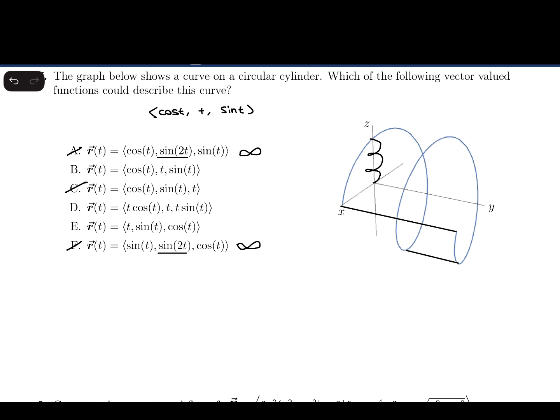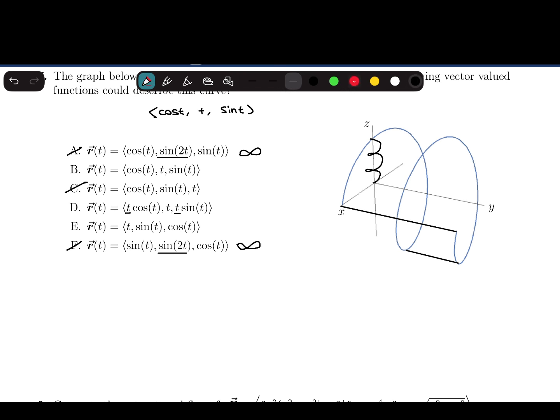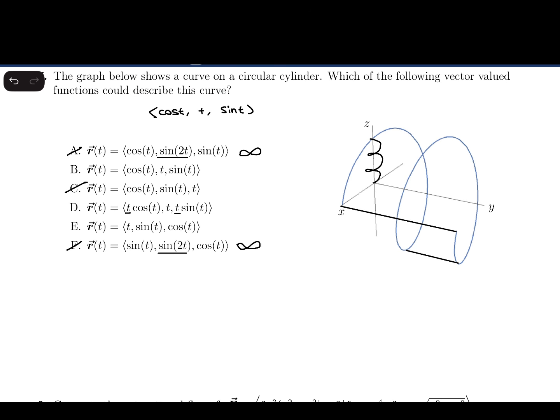For D, D is so very close. Unfortunately, they include these T's, not that one, these T's in front of the cosine and the sine, which means that it wouldn't actually be a cylinder. Instead, because there's the T there, the T changes the amplitude, which is just like the amount, and instead of being a cylinder, it becomes a tornado shape, right? Oh my lord. So it can't be D.